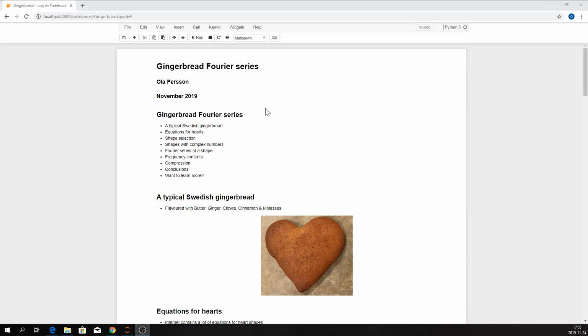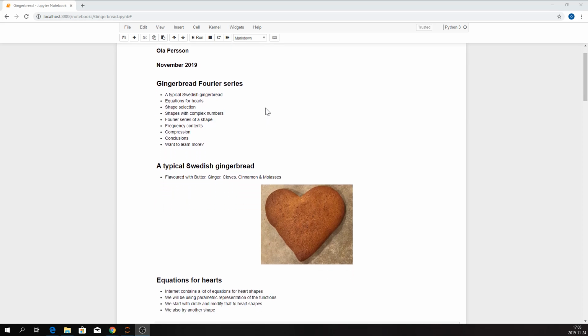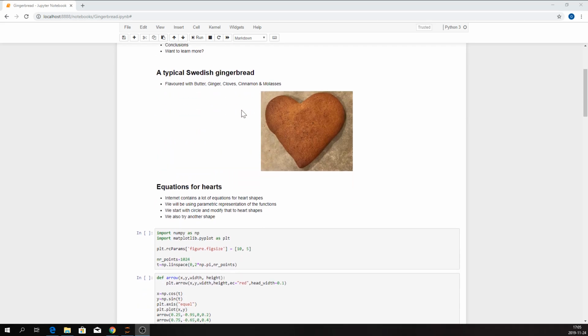So we will be starting at looking at a Swedish gingerbread. This is a biscuit you bake and serve close to Christmas in December every year, and it's flavored with butter, ginger, cloves, cinnamon, and molasses. It comes in a lot of different shapes. In this case you see a heart, but it can also be a star, a circle, pig, or an old man, or an old woman.